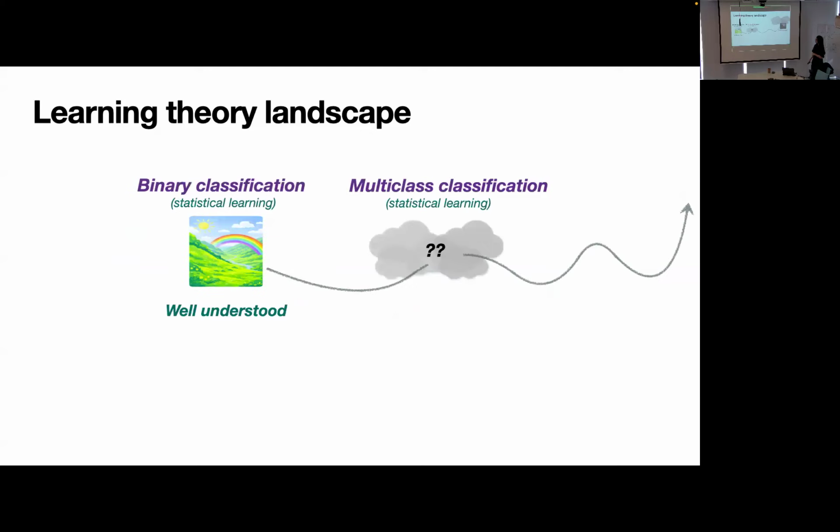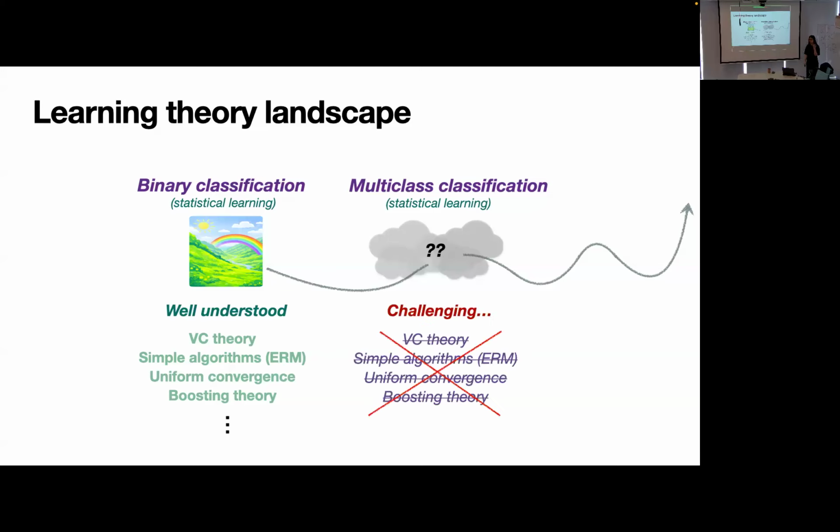Good, so let's zoom in on this part of the spectrum. I'm just throwing up some terms here, and I'll define some of them later. So here we have tools like VC theory, which is essentially telling us how much data is needed to learn. We have simple algorithmic approaches like empirical risk minimization, boosting theory, ideas like uniform convergence, and in one way or another, they don't generalize or don't work as well in the multi-class setting where I have many labels. So that's the motivation. And now let's dive into the setting and the definitions. And to do that, we'll start with binary classification.